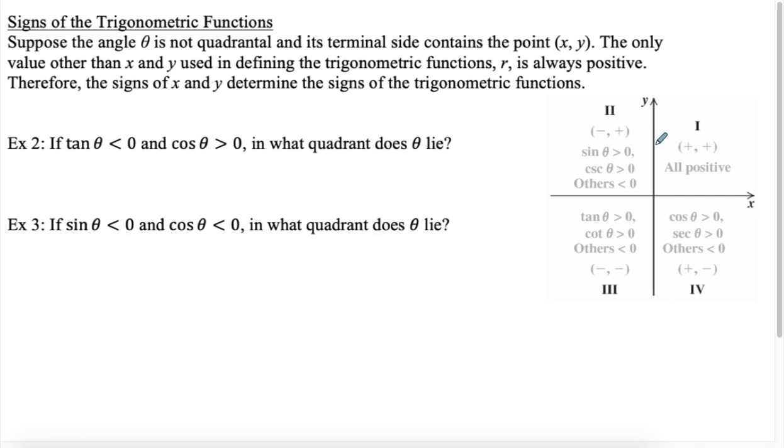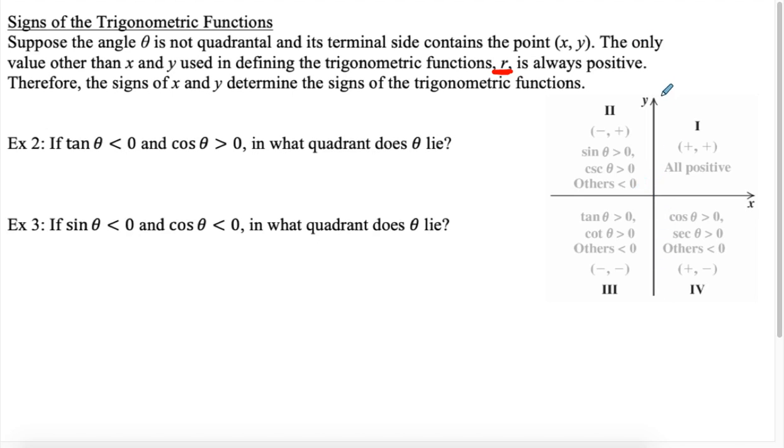Okay? So if sine is just in terms of y, then cosine is in terms of x. Okay? Now, r is always positive because r is a distance, so that's not going to affect anything. Okay? So again, if x is positive, then cosine is positive. If x is negative, cosine is negative. If y is positive, sine is positive. And if y is negative, sine is negative.